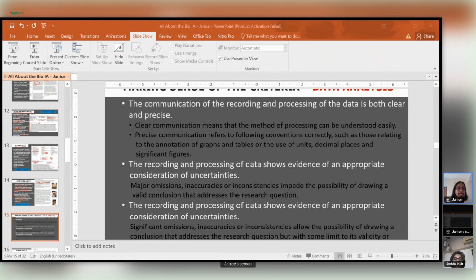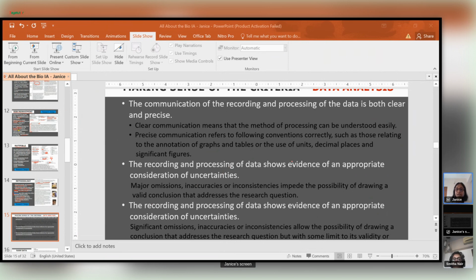And all the processed data should contain the uncertainties. If you don't put this uncertainty, your marks will be lost. Most of the students lose marks on these uncertainties. The inaccuracies or inconsistencies have to be told very clearly.